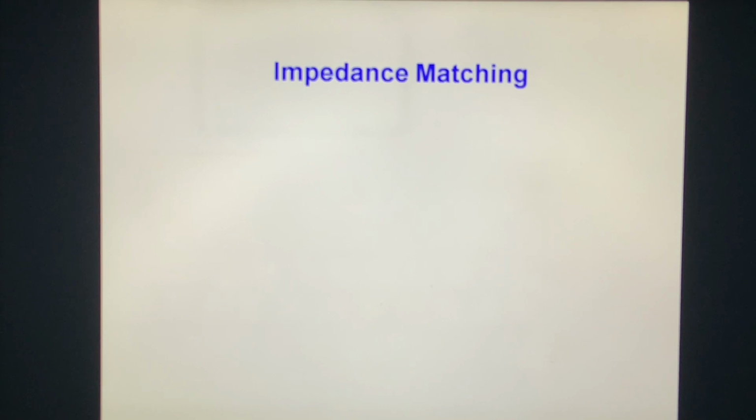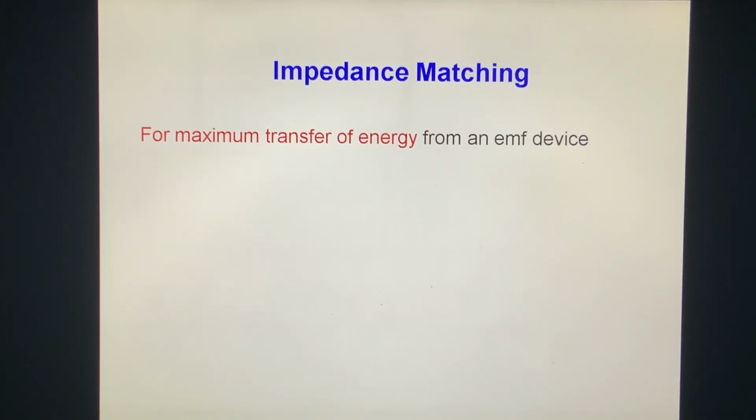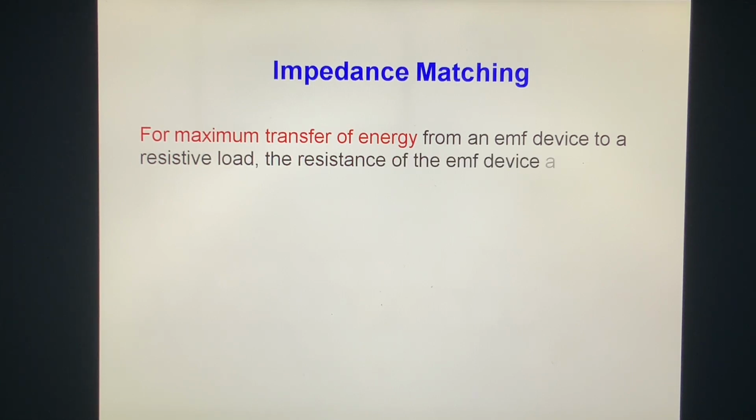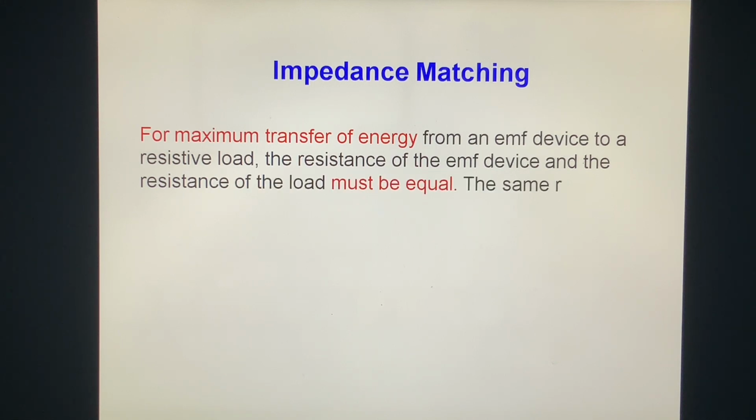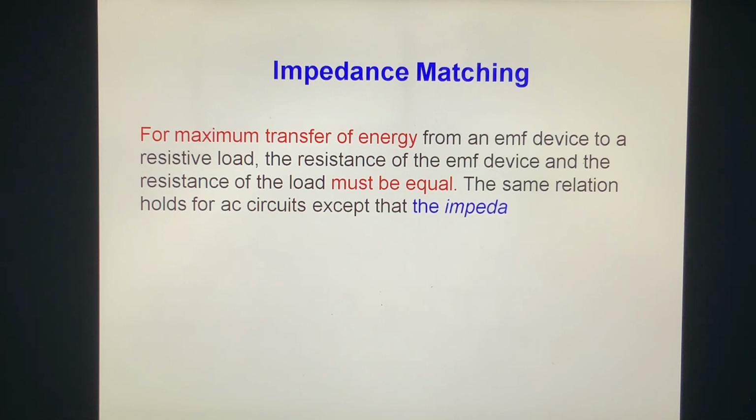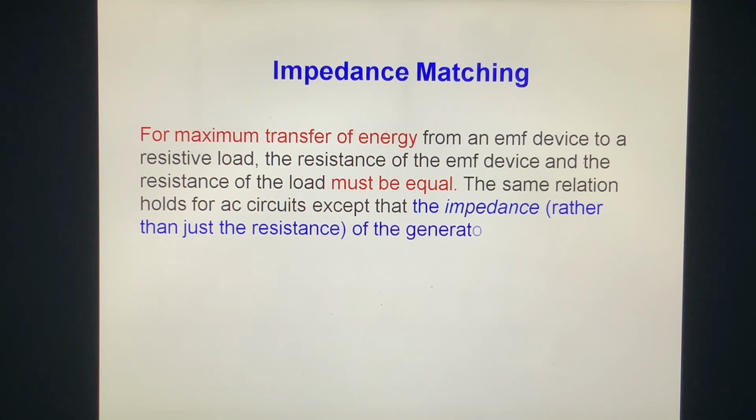Impedance matching. For maximum transfer of energy from electromotive devices to a resistive load, the resistance of the electromotive force device and the resistance of the load must be equal. We have learned this before. The same relation holds for AC circuits, except that the impedance, rather than just the resistance of the generator, must match that of the load.